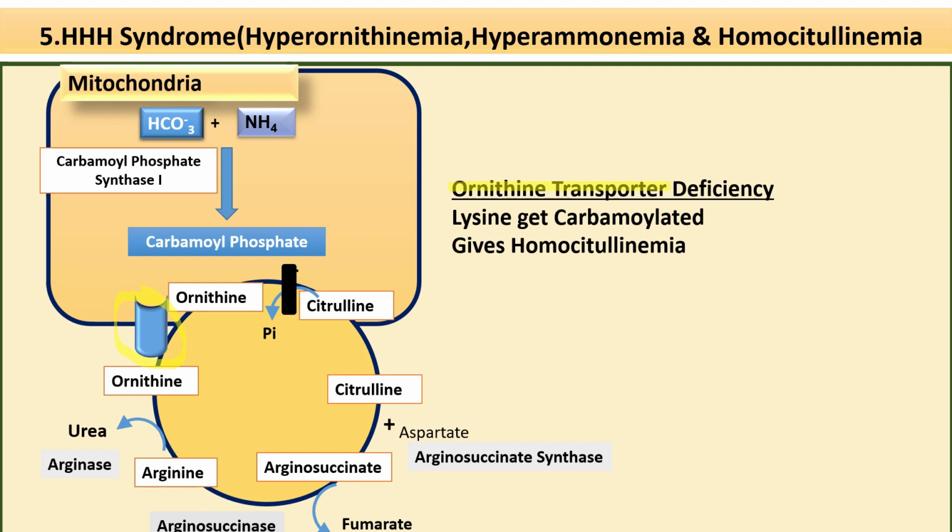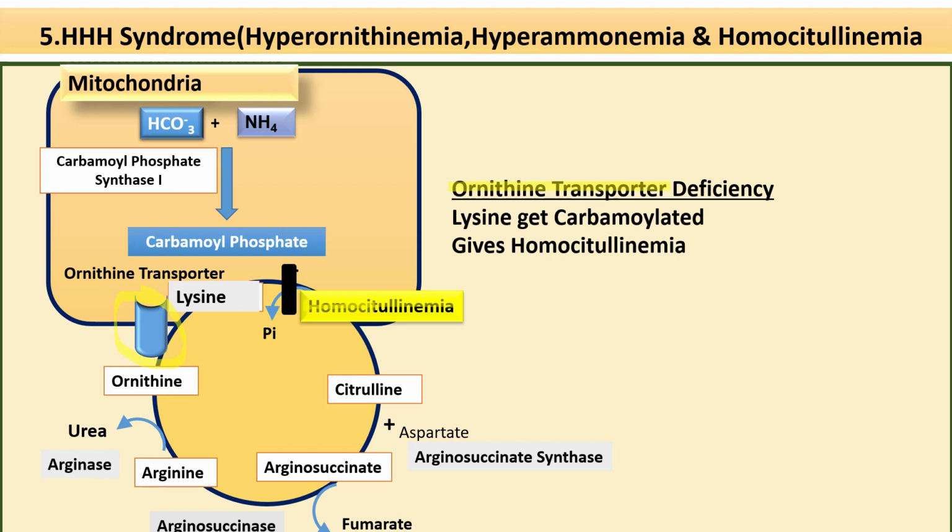Instead of this ornithine, there is a lysine that reacts with the carbamoyl phosphate, and here there is a formation of homocitrulline. Here you will find homocitrulline, that is called as a homo and elevation of homocitrullinemia that will appear in the urine. Homocitrulline, that will appear in urine responsible for causing homocitrullinemia.